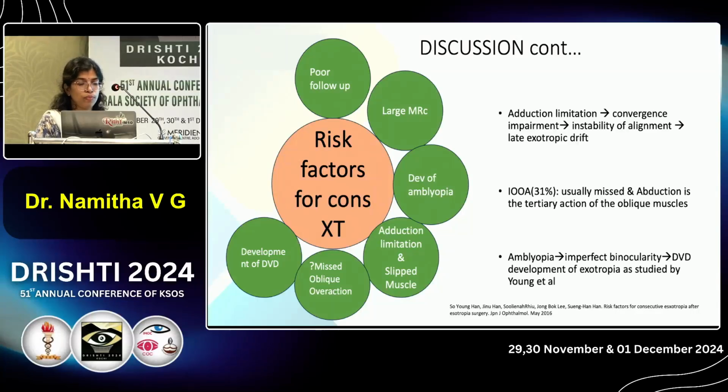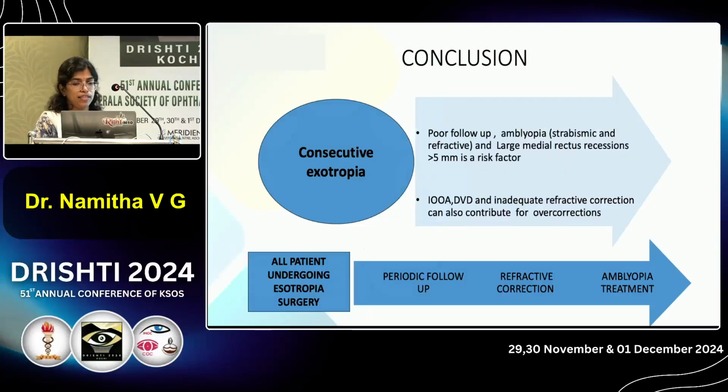DVD also, because amblyopia with poor binocularity can lead to DVD, and DVD is characterized by outdrift, updrift, and extortion, which itself can lead to consecutive exotropia. The other factors are development of new refractive error and late scar remodeling. To conclude, poor follow-up, amblyopia, and large medial rectus recession more than 5 mm are risk factors. Inferior oblique overaction, DVD, and inadequate refractive correction can also contribute to overcorrection.